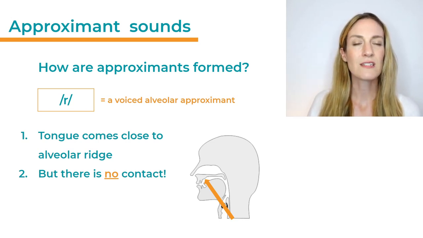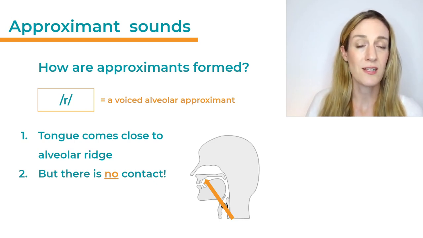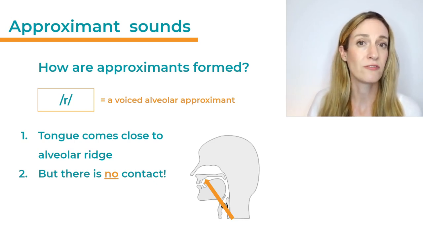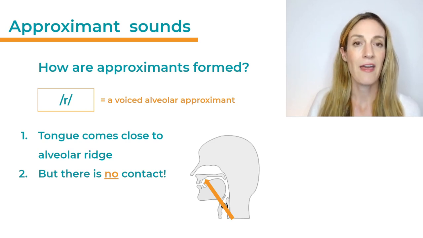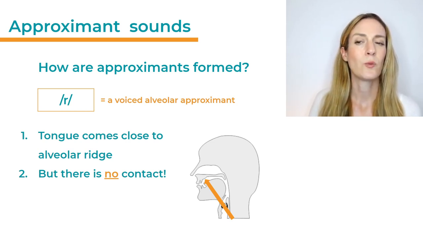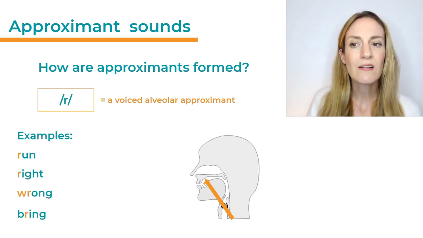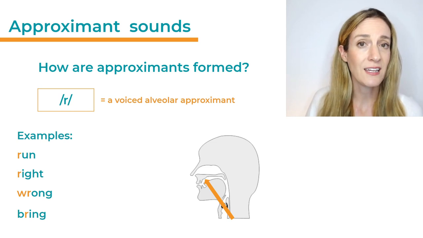And R is also called a voiced alveolar approximant, alveolar because that's the place where it is formed in the mouth, and you can see the arrow pointing to that place in the diagram. R. We're going to come back to R later again. Let's just have a quick look at some words containing R.